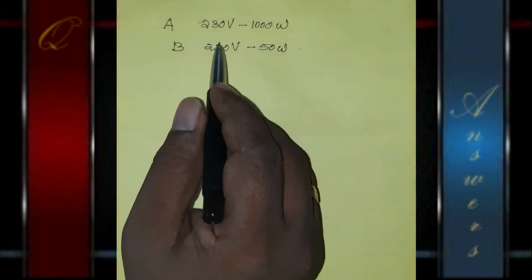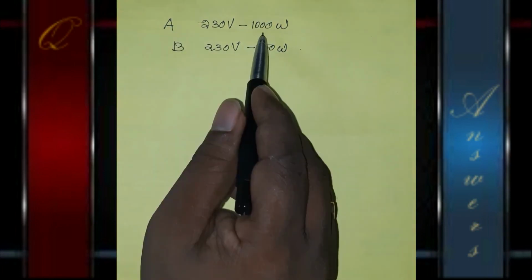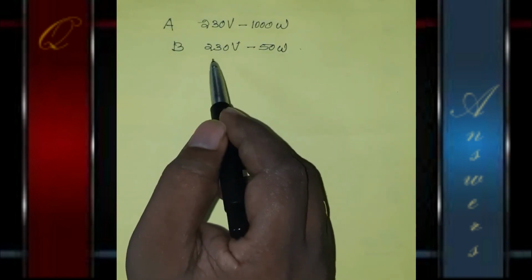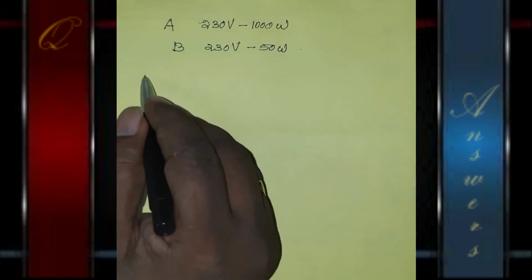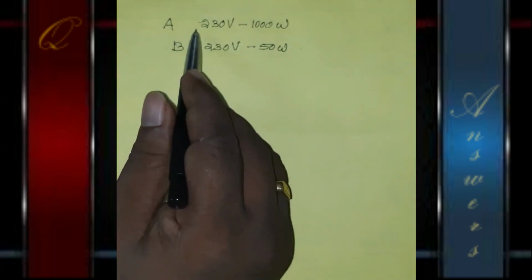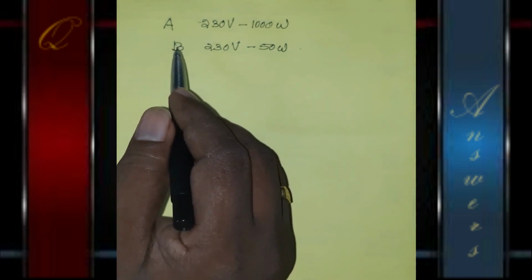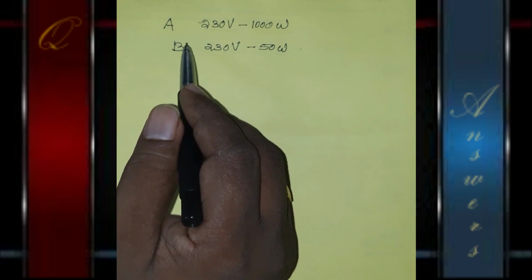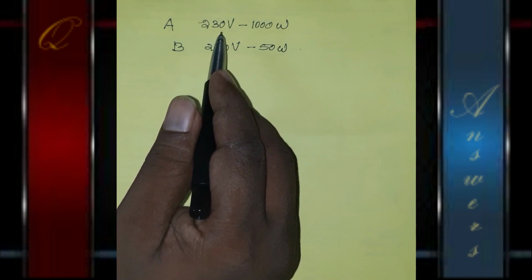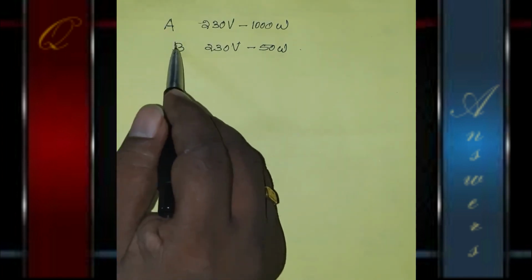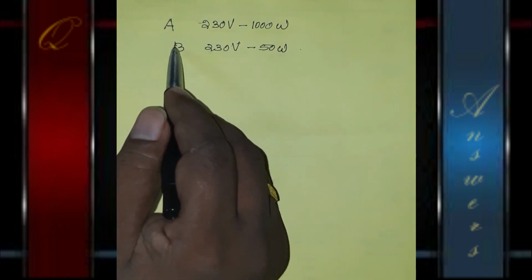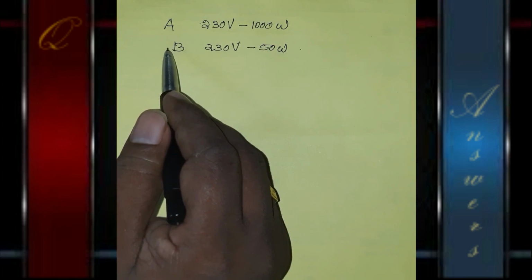So these are the devices given. Device A is having more rated power and this is less. Same rated voltage is here. Now the first question is, if both the devices are operated for the same time, which one will be consuming more electrical energy? The energy consumption depends upon the type of connection of these two devices, whether the devices are connected in series or in parallel.